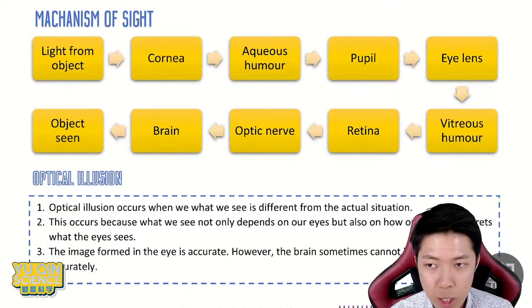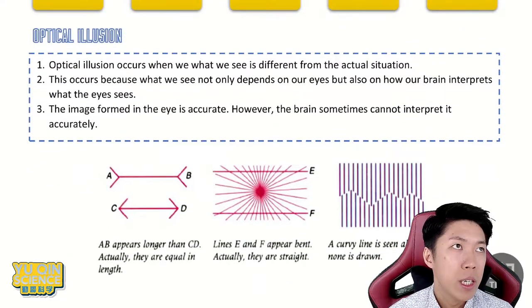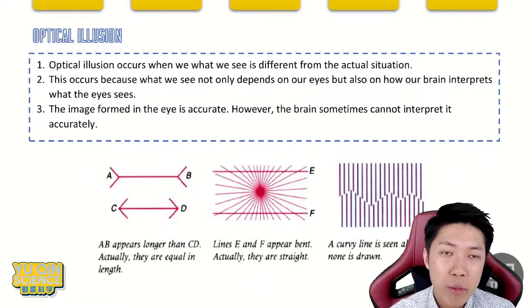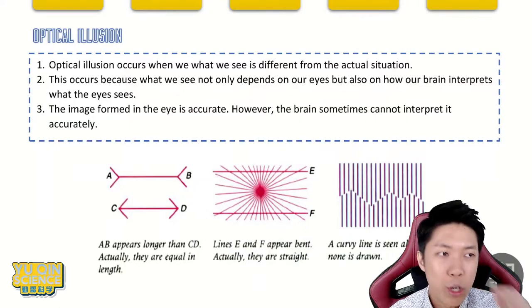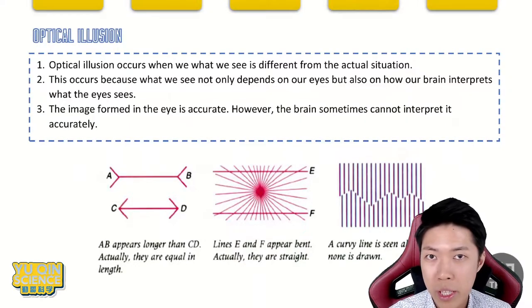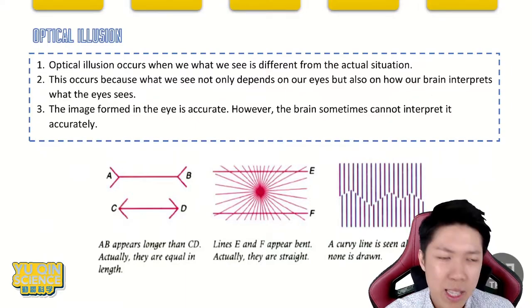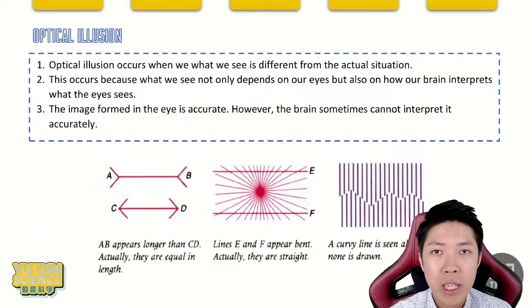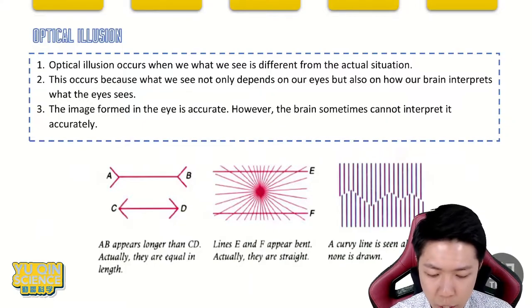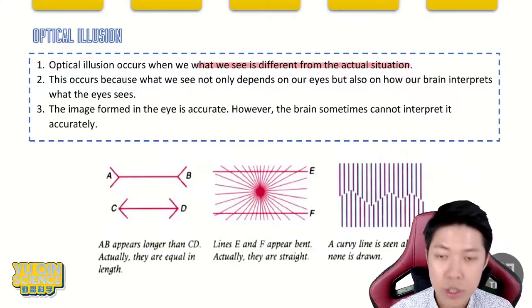Right, the next thing is called optical illusion. Sometimes it's not the problem of your eye, it's the problem of your brain, which is not interpreting correctly what you see. It's like an argument between your eye and your brain. Your eye says what I see is like that, then your brain says no, I don't think so. When this happens, we call it optical illusion. Optical illusion occurs when what we see is different from the actual situation.